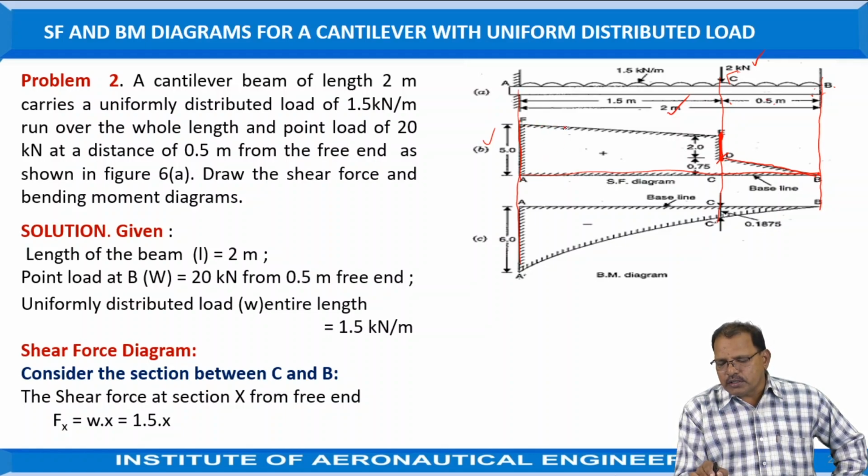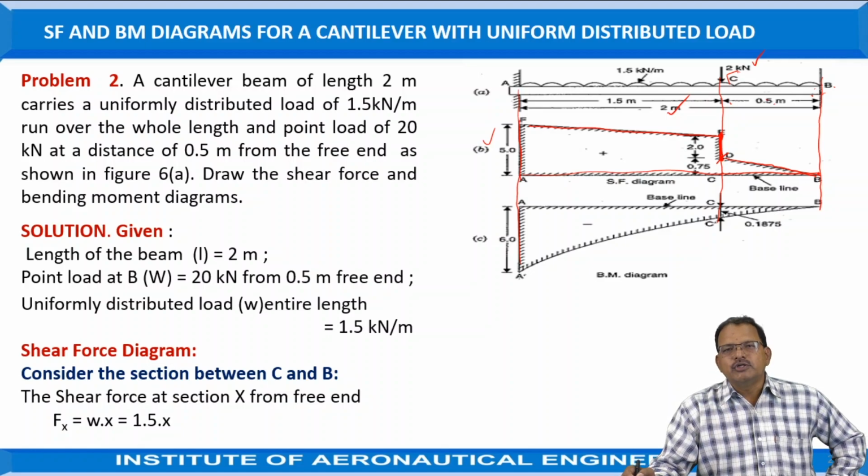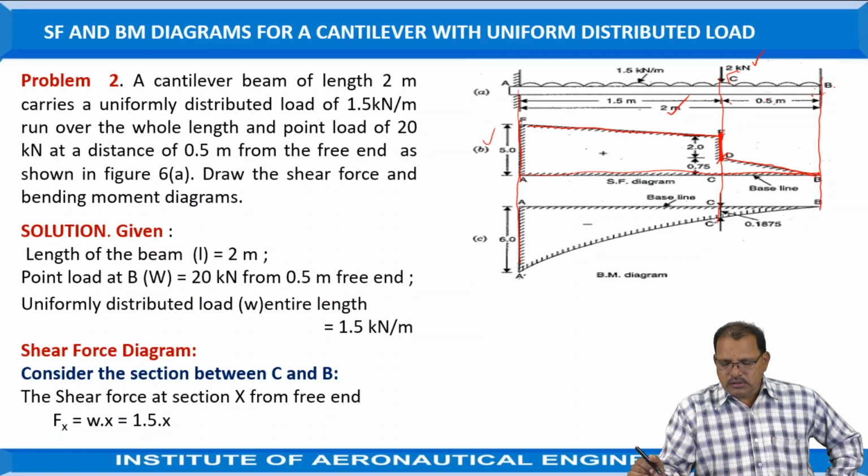Okay, join these 2 points by straight lines. This diagram is representing the shear force diagram for the cantilever beam when it is subjected to uniformly distributed load as well as the point load at C position.